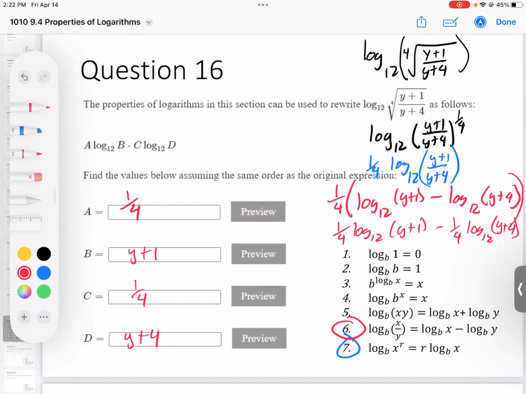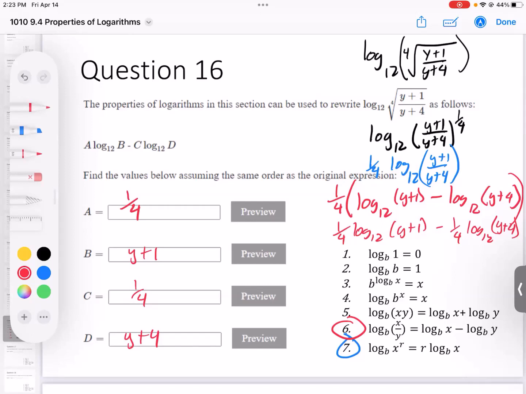Okay, I also want to point out, if it's easier for you to think about it this way, do you remember the division rule for roots? If you have two things divided, you can take the root of them separately. So if you wanted to, you could have thought about this as the 4th root of y plus 1 over the 4th root of y plus 4, use the division rule first, and then use the exponent rule to bring out the 1/4. So sometimes you don't have to do it in a specific order. You just have to make sure that you're applying the properties correctly.